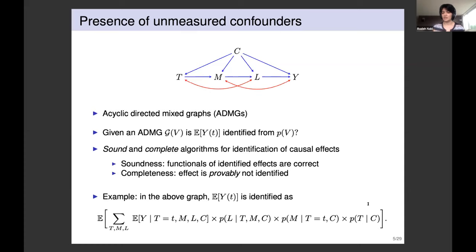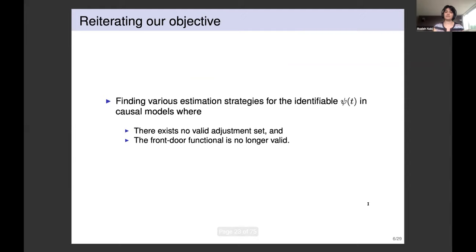And so now the question is, are there alternative ways of estimating the identified target? To reiterate our objective, we want to find various estimation strategies for the identifiable target, the counterfactual mean, in causal models where there exists no valid adjustment set and the front door functional is no longer valid also.